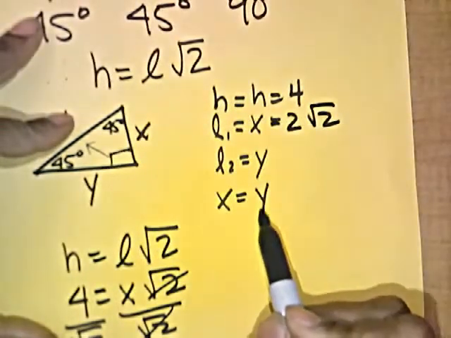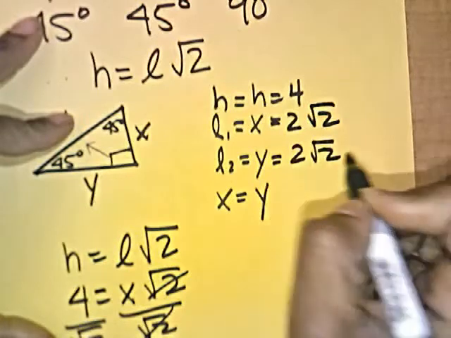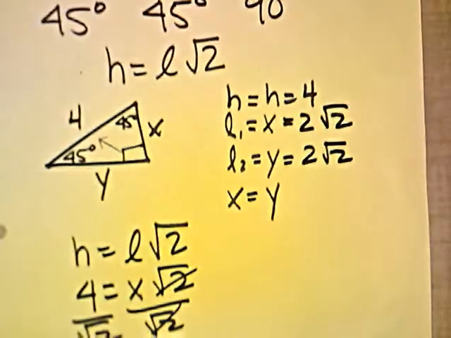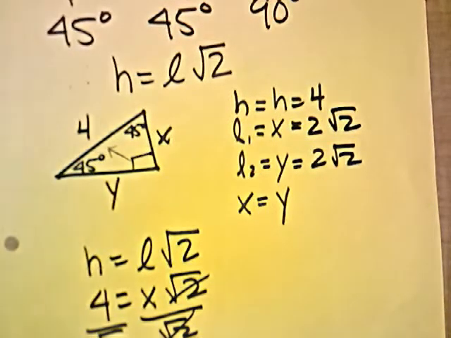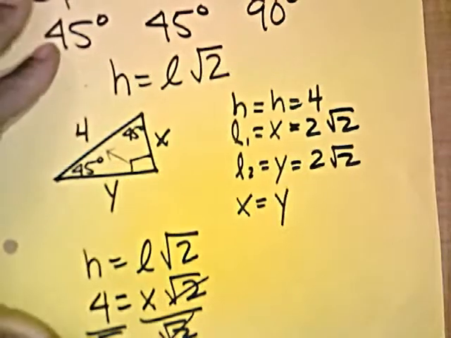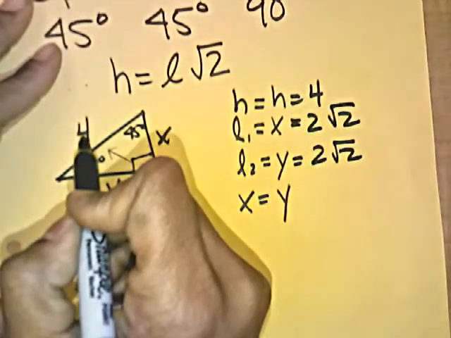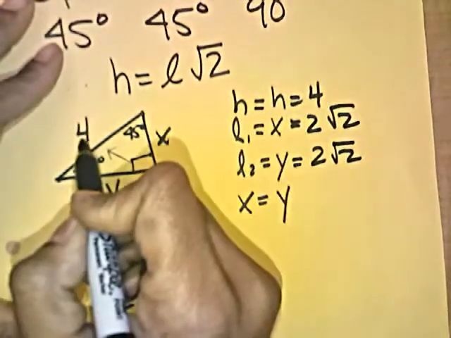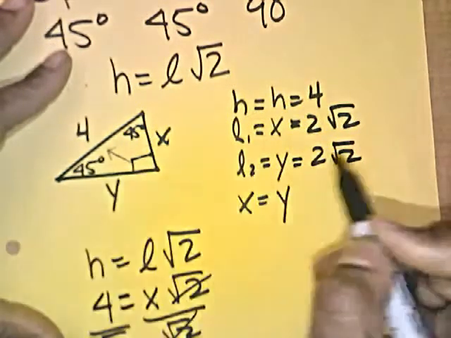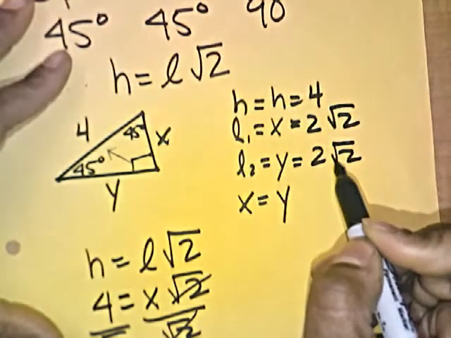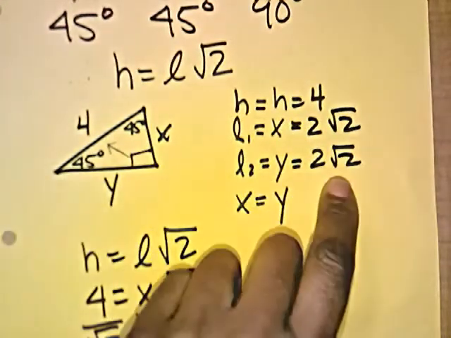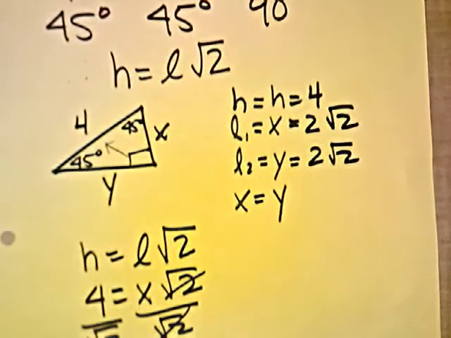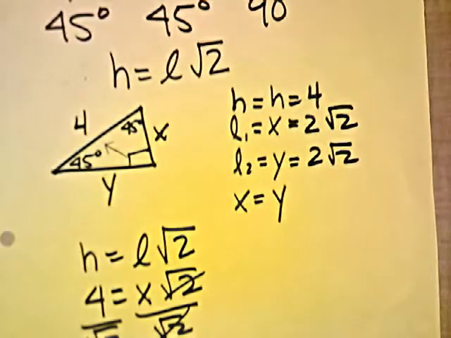But I know if x equals y, guess what y also equals? 2 square root of 2. And this is what Mr. Smith was trying to tell you earlier today. If they give you the hypotenuse, you know that the leg is automatically this: half times the square root of 2. Half of 4 is what? It's 2 times the square root of 2. Okay? That's what he was trying to tell you earlier today. Half of whatever the hypotenuse is times the square root of 2. Okay? That one was a little tricky. Let's see if I have one that's not so tricky.